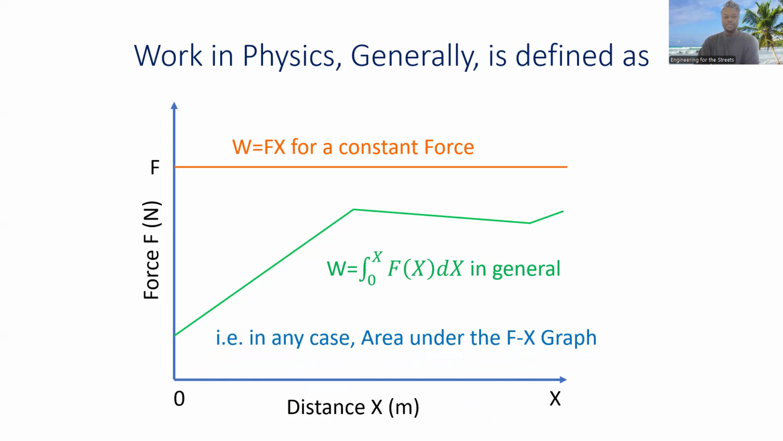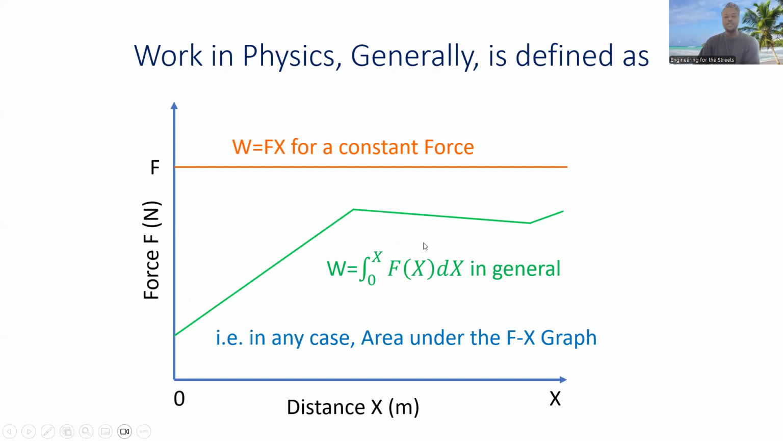Now, in general, the work done by a force F through a distance x is given by the area under the force against distance graph. The area under the force distance graph. And this is what applies here, what we have quoted here, which is the general form, regardless of the nature of the force, whether the force is constant or it is varying. This is the equation that tells you the work done by the force.